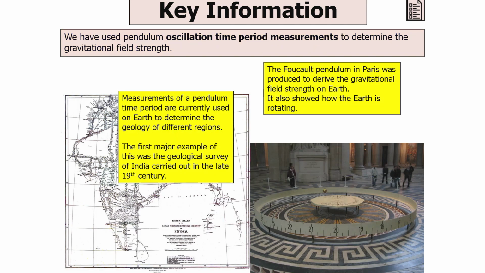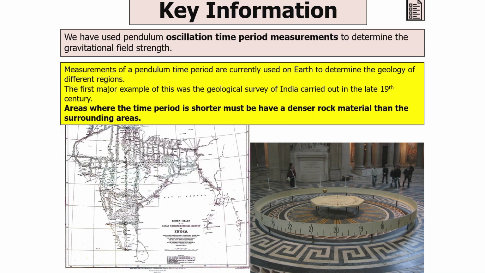Measurements of a pendulum time period are currently used on the Earth to determine the geology of different regions. The first major example of this was the Geological Survey of India carried out in the late 19th century, and the Foucault pendulum in Paris was produced to derive the gravitational field strength on Earth, and it also shows how the Earth is rotating.